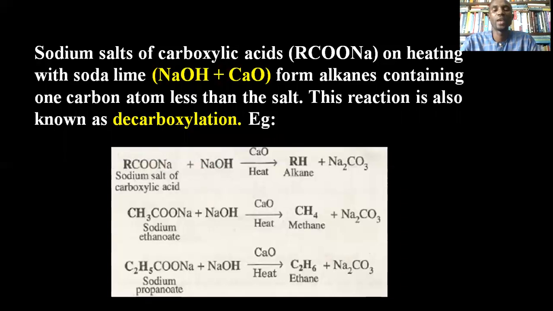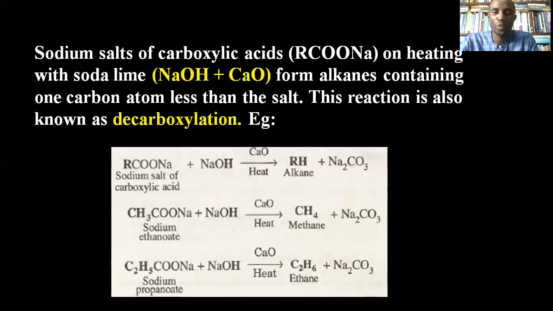What do we mean? If you use sodium ethanoate, you're going to produce methane. If you use sodium propanoate, you are going to produce ethane. If you use sodium butanoate, you are going to produce propane. So you observe that the product that will be produced will be 1 carbon atom less than the reactant salt. So that is it. This reaction can also be known as decarboxylation.